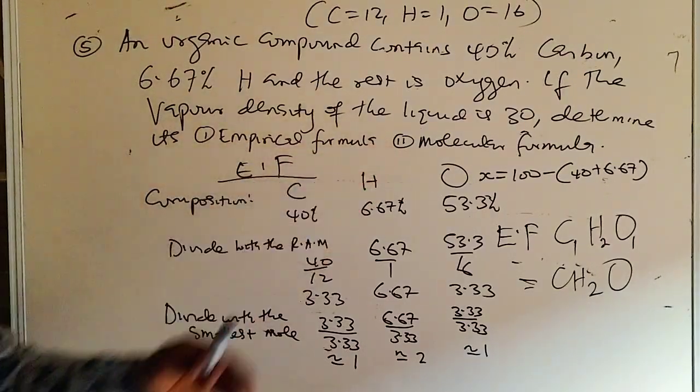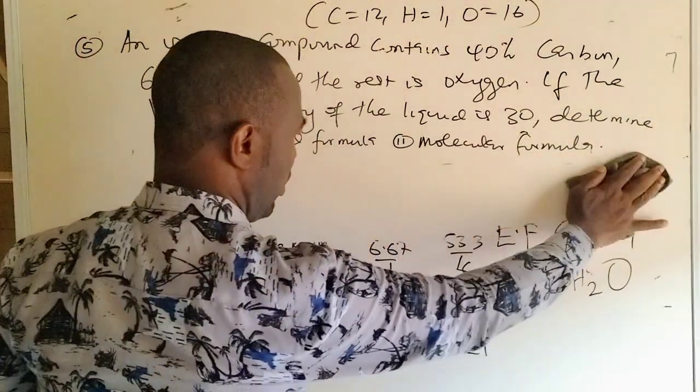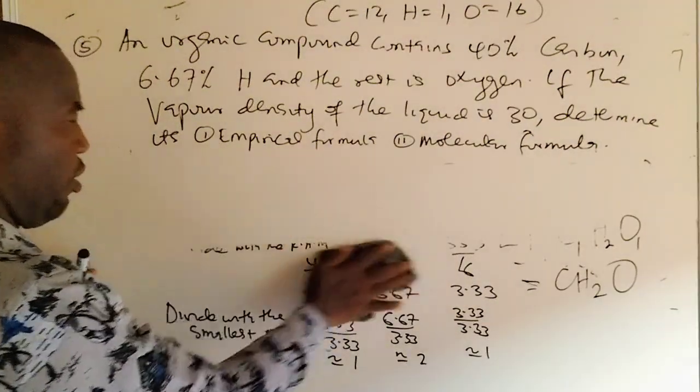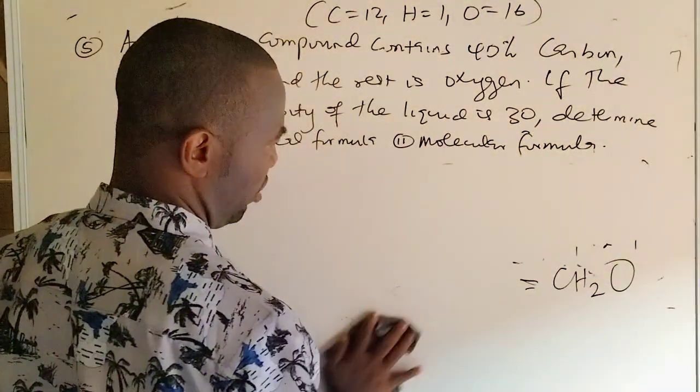We'll go to number 2. Number 2 says, find the molecular formula. What is molecular formula? Molecular formula is the formula of a compound which gives the actual number of atoms.